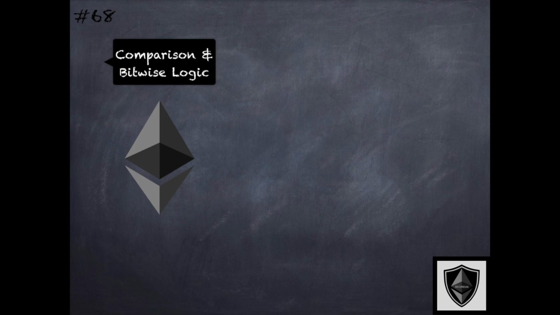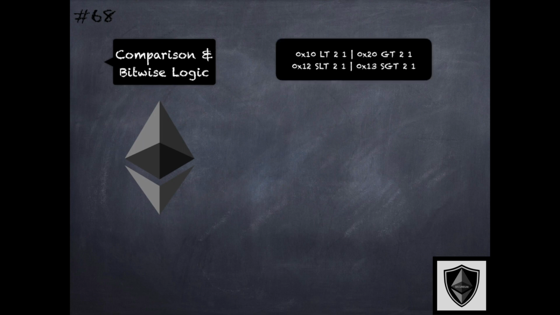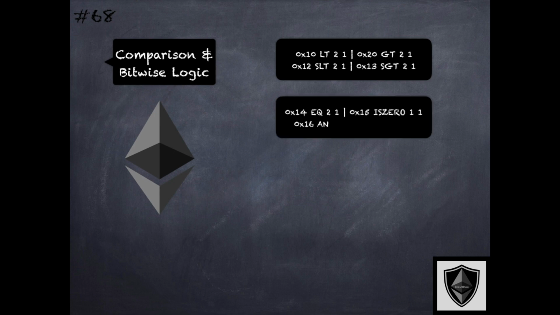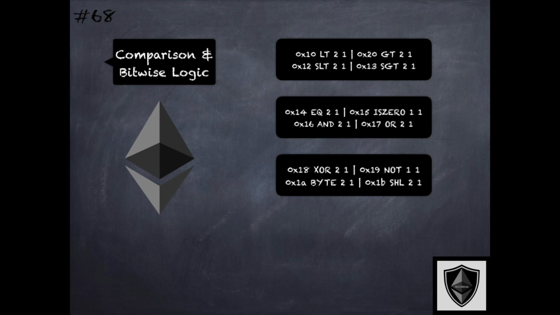The next category is that of comparison and bitwise logic. This has several instructions: less than, greater than, signed less than, signed greater than. The equality operator, is zero, bitwise and, bitwise or, XOR, not. The byte operation, which retrieves a single byte from a word.